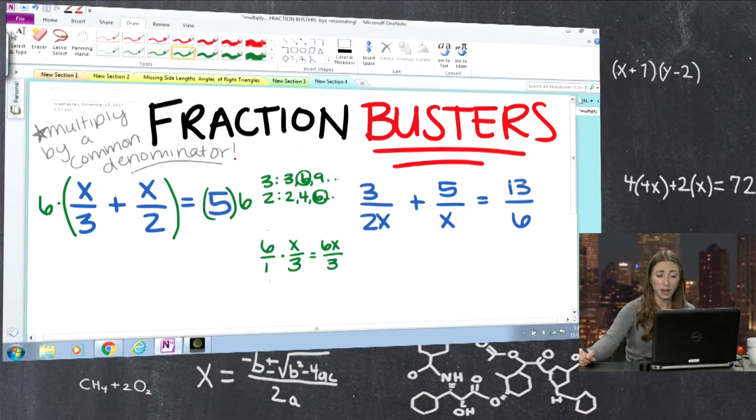This is going to simplify. We do 6x divided by 3. It's going to simplify to 2x. So our first term here, x over 3, is now turning into 2x. No more fractions. Kind of like magic.